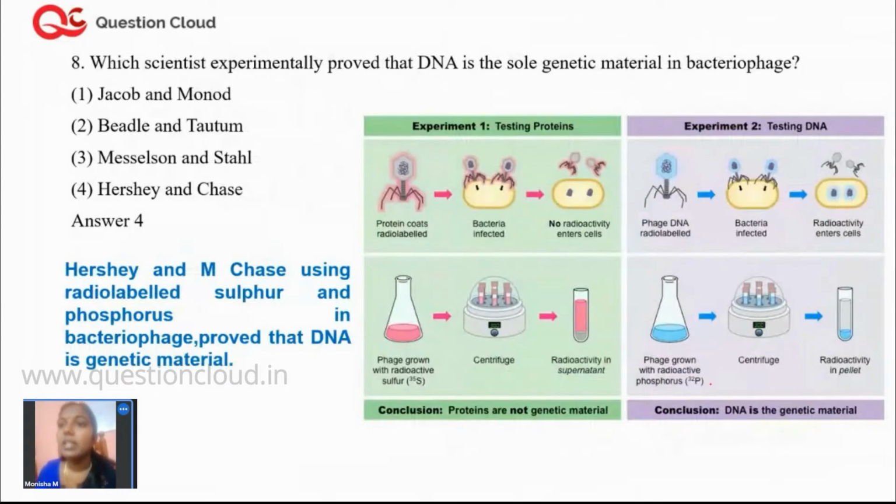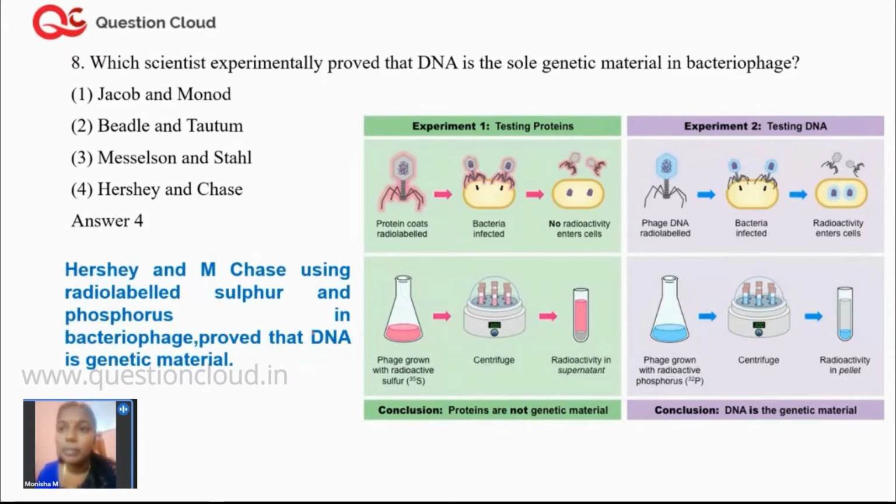Next is a very interesting question asked in NEET 2018. This question states: which scientist experimentally proved that DNA is the sole genetic material in bacteriophage? There are 4 options. The first option is Jacob and Monod. The second one is Beadle and Tatum. The third one is Meselson and Stahl. And the fourth option is Hershey and Chase.